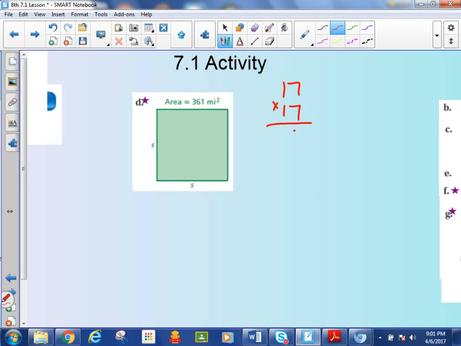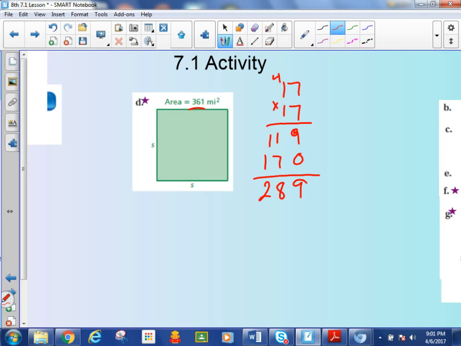So 7 times 7 is 49. And then 7 plus 4 is going to give me 11. Bring down my 0, 7 and a 1. So 17 times 17 is 289. That's pretty close, but we need to get to 361. So I'm not going to want to jump too far.